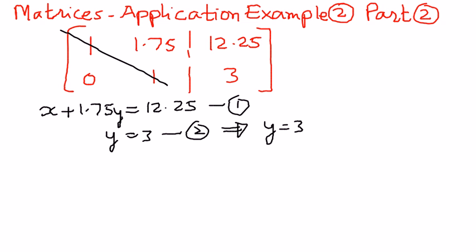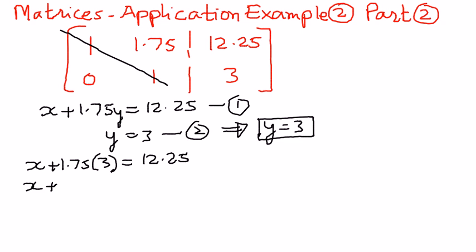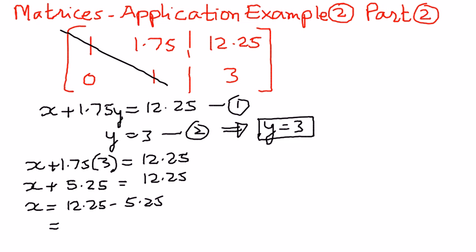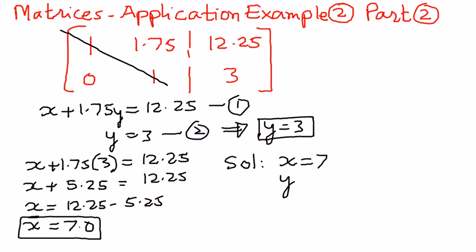One part of the solution is y equals 3. We can substitute the value of y into equation number 1. We can back substitute and then find the value of x. So x plus 1.75 times 3 is equal to 12.25. So x plus 1.75 times 3 is going to be equal to 5.25, which is equal to 12.25. We want to find the value of x, so therefore x is equal to 12.25 minus 5.25. We are using the addition property to be able to simplify this. Therefore, when we simplify this, 12.25 minus 5.25 is going to be equal to 7.0. So therefore the value of x is 7.0 and the value of y is 3. Therefore the solution here is x equals 7 and y equals 3.